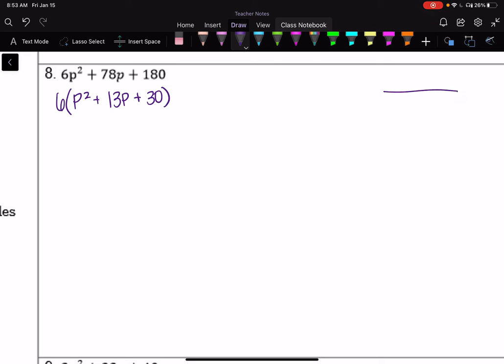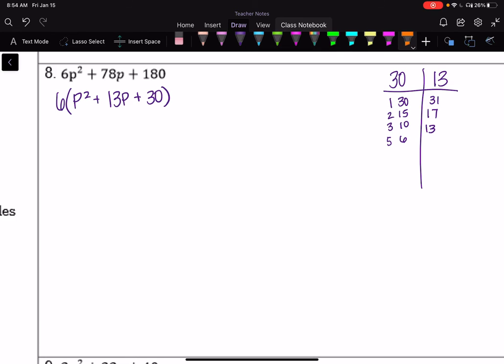We'll do the A times C table. A times C is 30. B is 13. So we have 1 and 30, 2 and 15, 3 and 10, 5 and 6. They're both positives, so I don't have to change any of my factor pairs to negatives. I'll just add them together to see if I get 13. I get 31, 17, and 13. Since that one equals 13, we know that's what we will use, and now rewrite it.